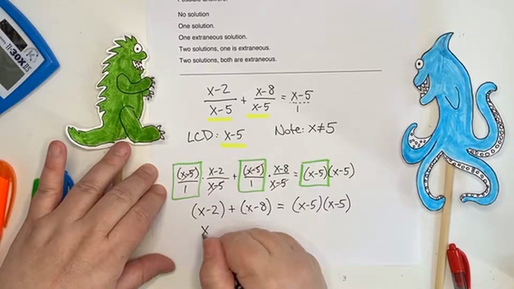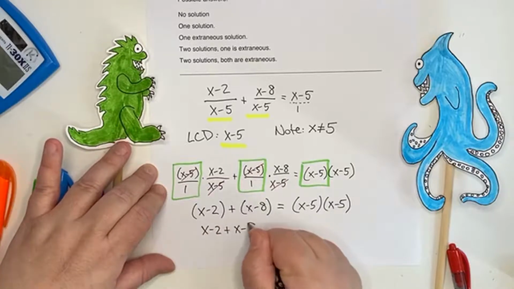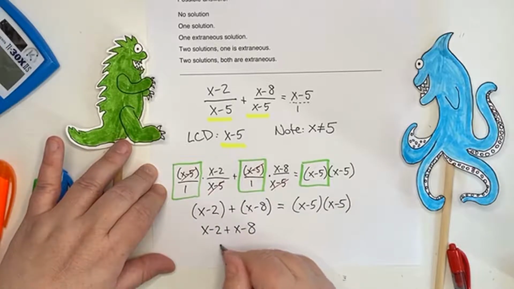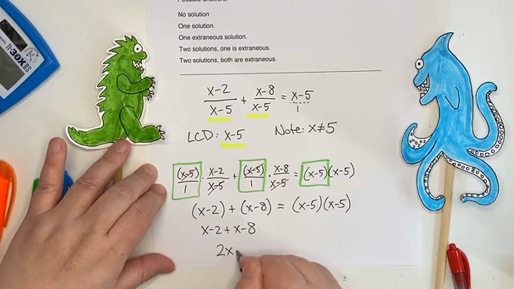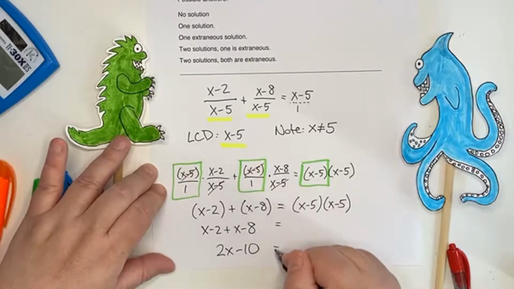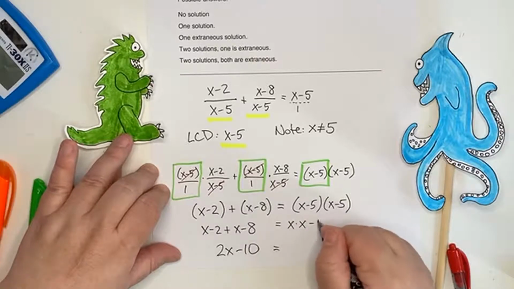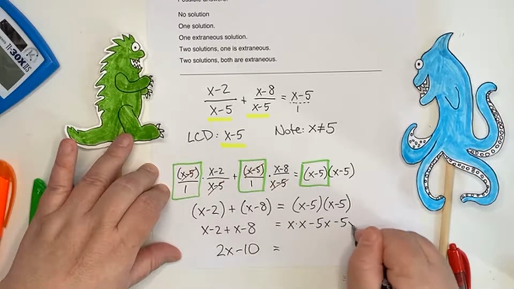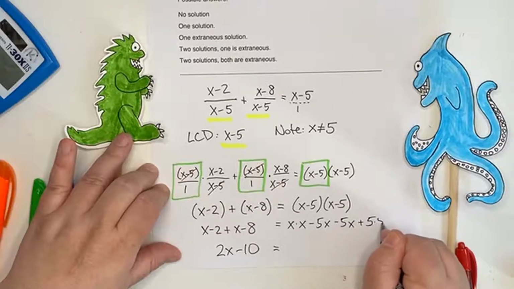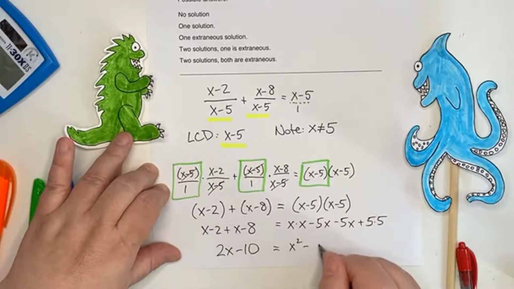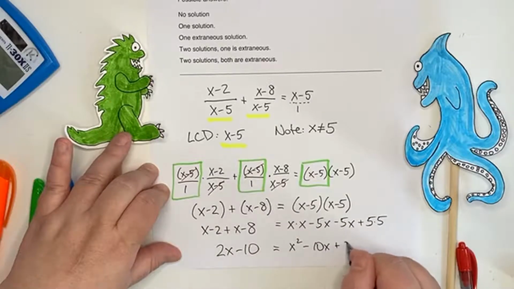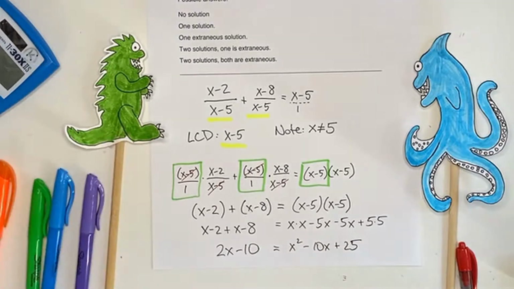So then I get x minus 2 plus x minus 8. Basically, I just pull them all out, and I get, let's see, 2x minus 10. Over here, I get x times x, minus 5 times x, minus 5 times x, plus 5 times 5. And you could also be doing this using the square of a binomial, right? If you have the square of a binomial memorized, more power to you. That's awesome.